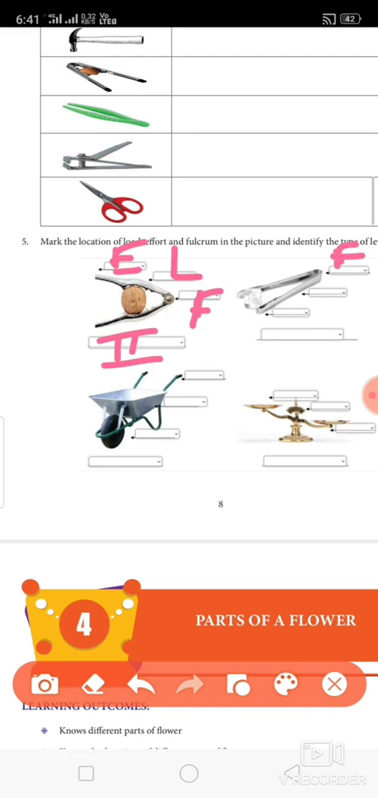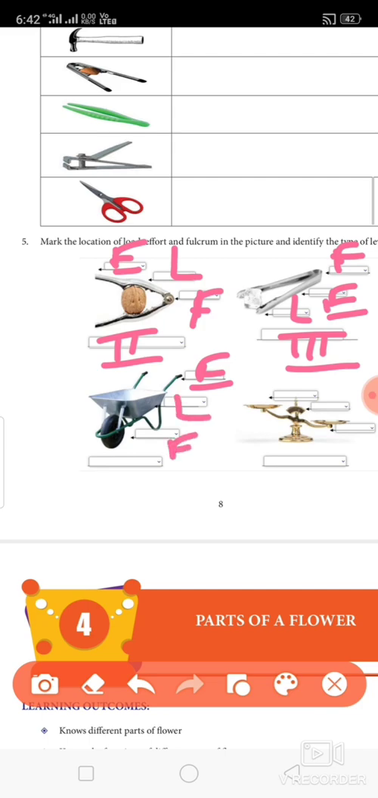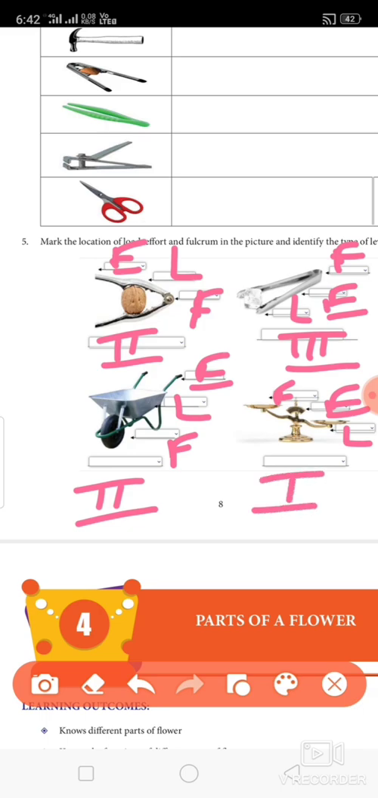For this is fulcrum, this is effort, and this is load. It is a type 3 lever. This is effort, this is load, this is fulcrum, and it is a type 2 lever. Here this is fulcrum, this is effort, this is load, and it is a type 1 lever. I hope you all understand the answers.